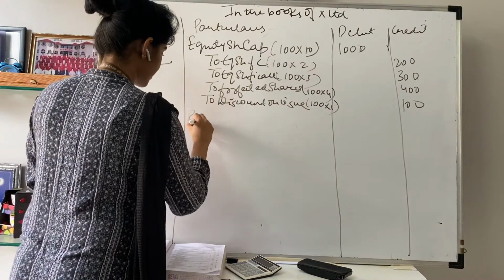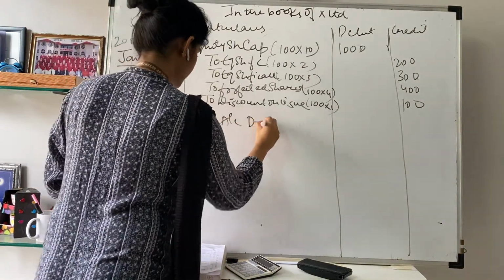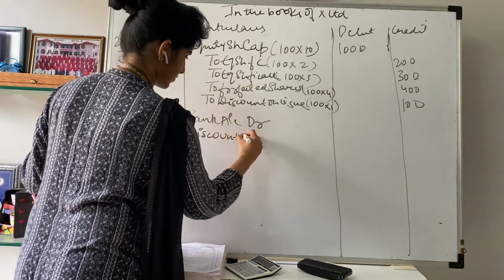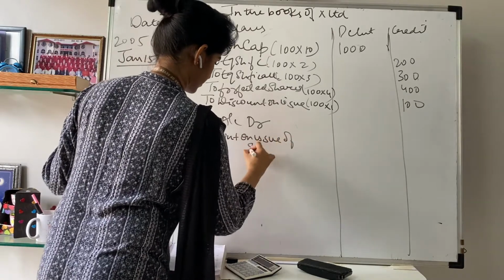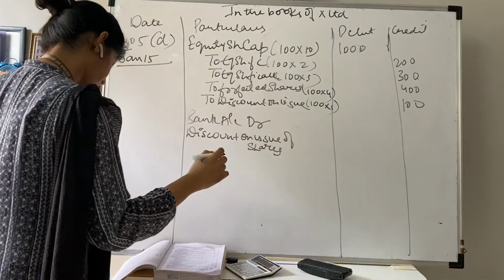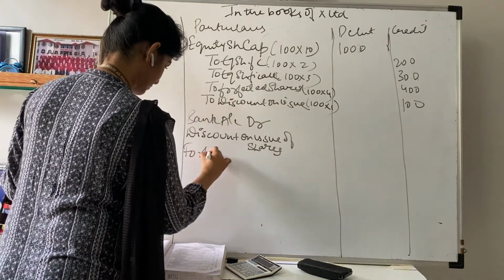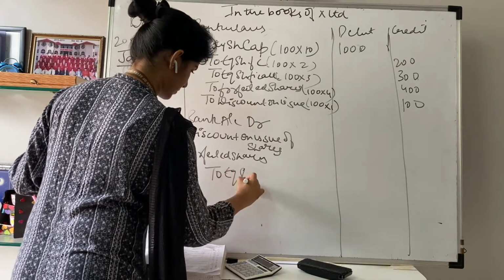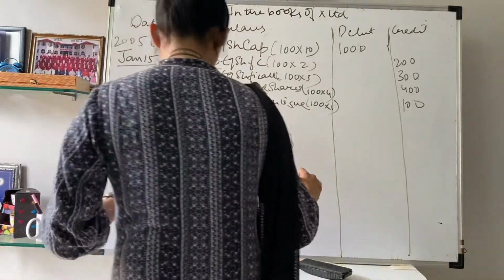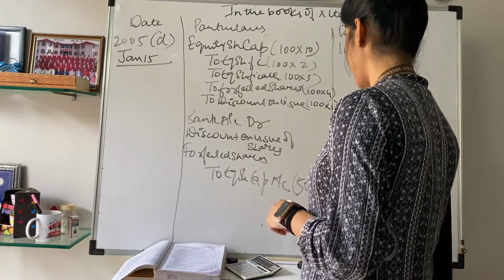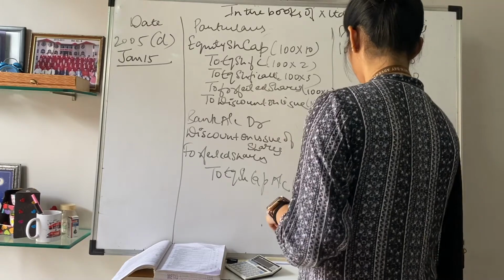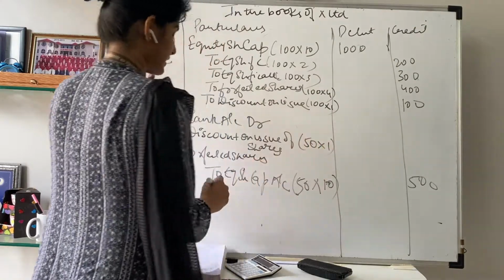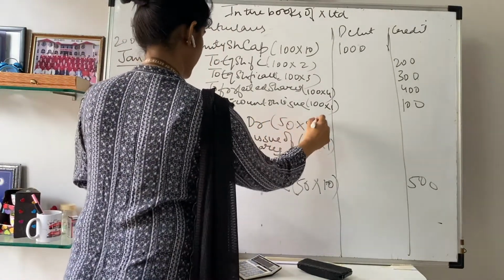So pass down the entry, bank account debit. Next is your discount on issue of shares. Next is your forfeited shares. To your equity share capital account. This is your 50 shares issued at 10, 500. Coming to your forfeited discount 50 into 1. Next thing, what we have received is 50 into 8.